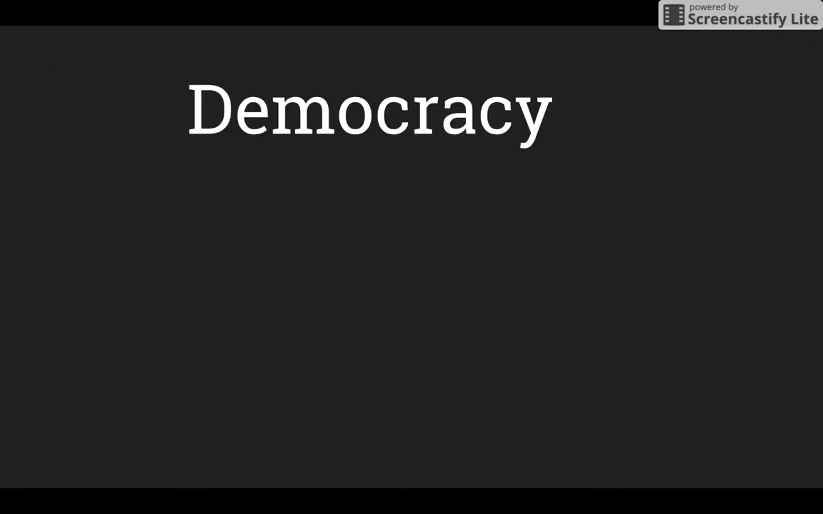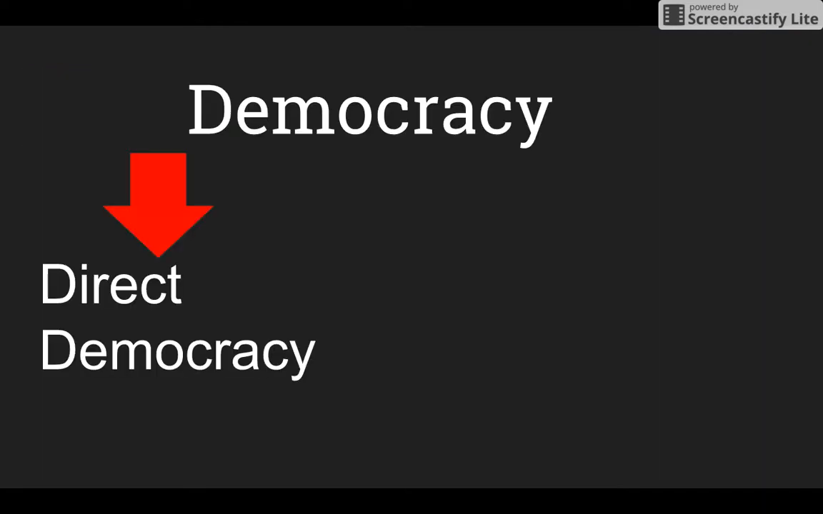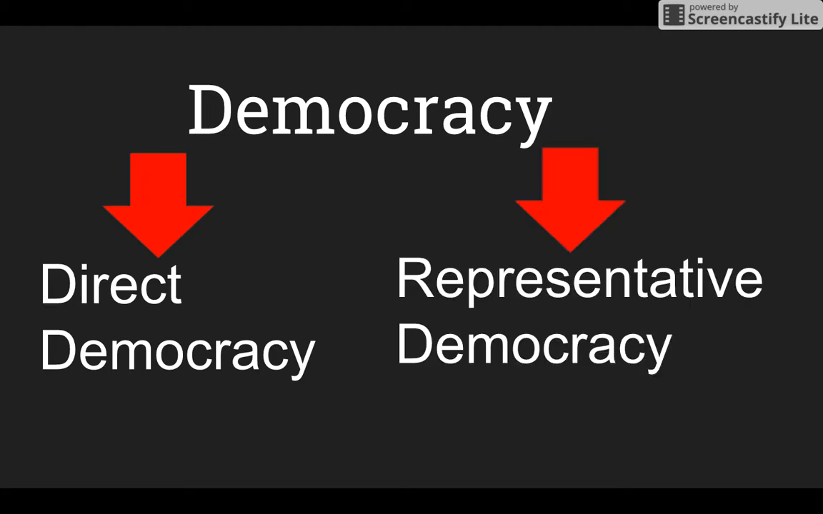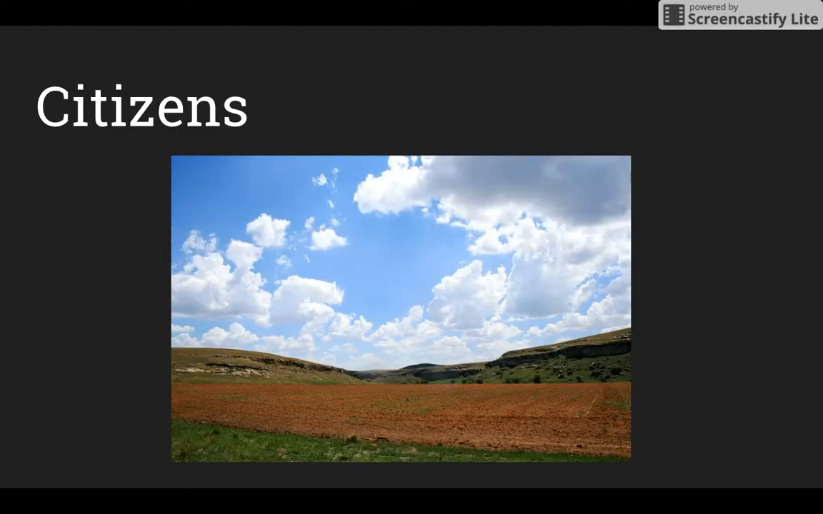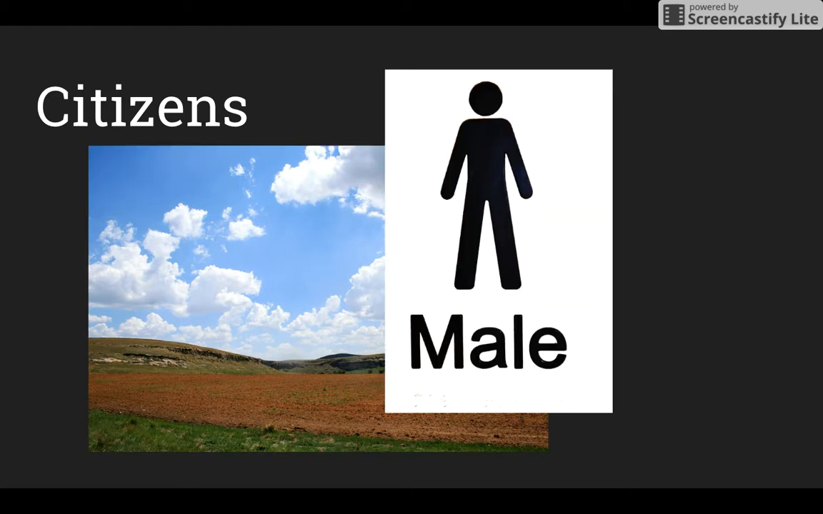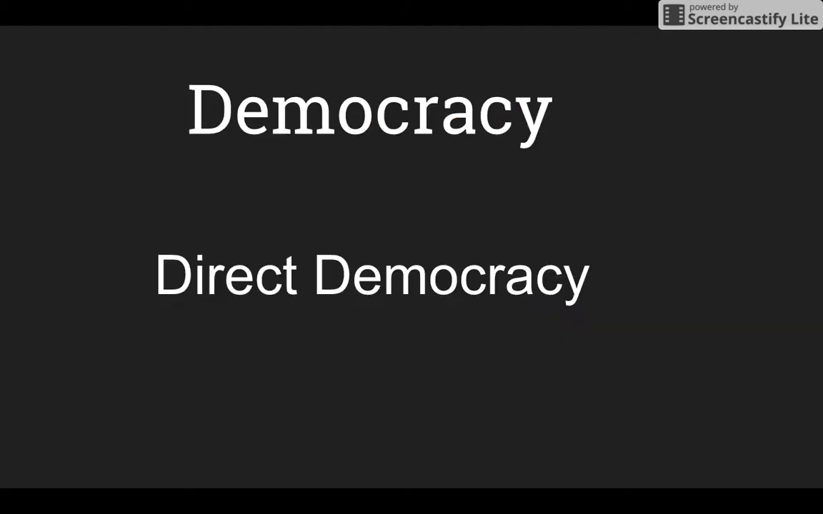There are two types of democracy. We're going to be talking about direct democracy, which comes out of ancient Greece, and also how that influenced representative democracy that we have currently in the United States. Citizens of ancient Greece had to own land, and they had to be males. So land-owning males were citizens of ancient Greece originally. Then it will get spread out to all males and eventually to both genders.